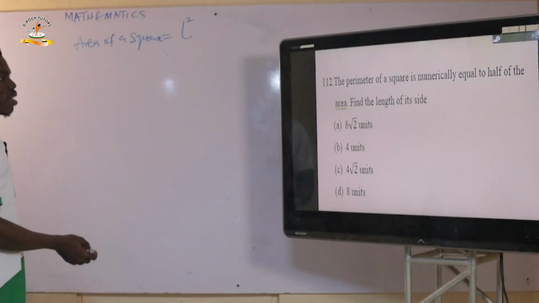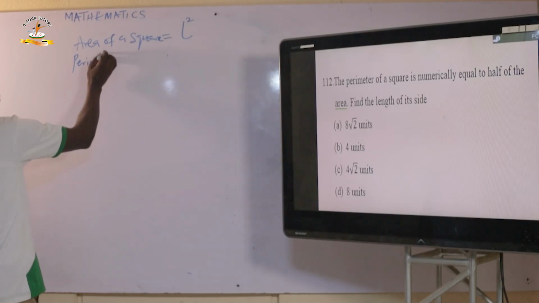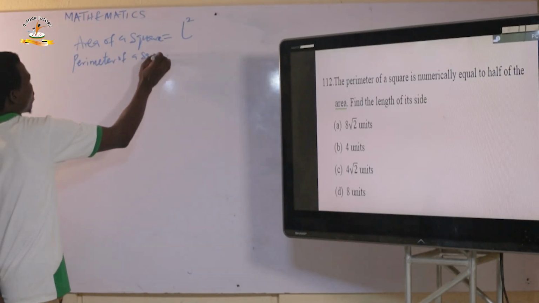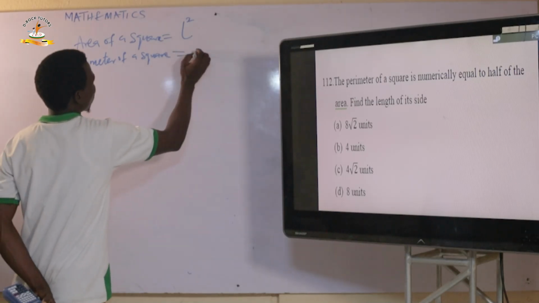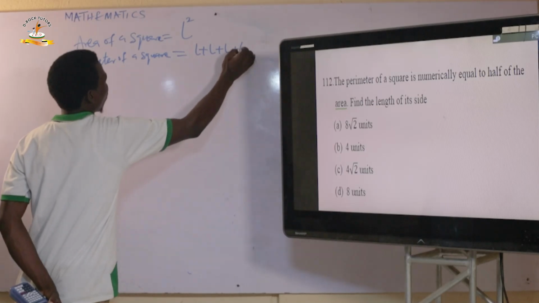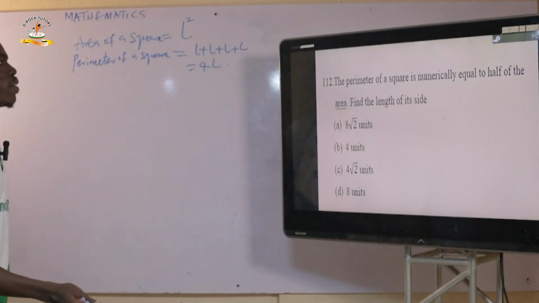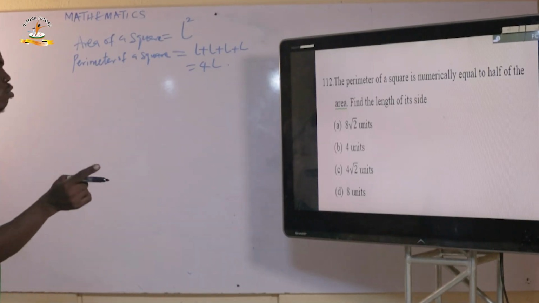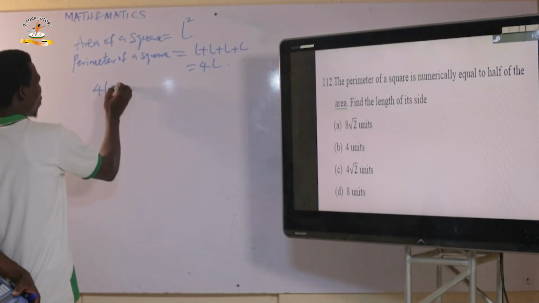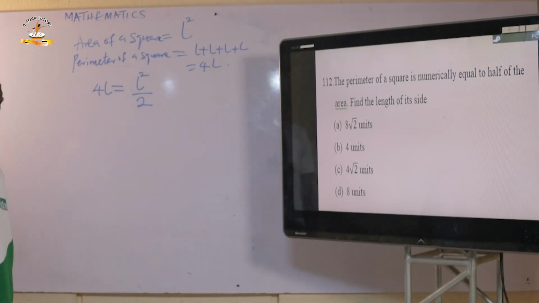That's length times length. And the perimeter of the same square, perimeter means distance around, is what? L plus L plus L plus L. Or you simply say what? 4L. And if the perimeter is numerically equal to half of the area, it means that what? 4L equals what? L squared divided by 2. That's what the statement says.